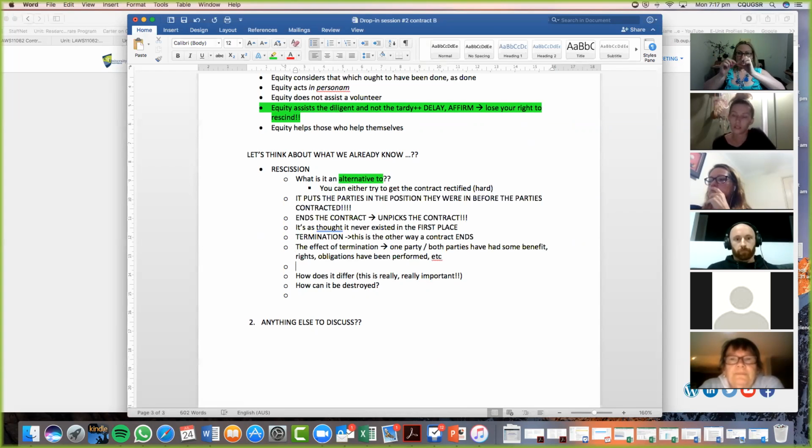Rescission unpicks that contract as though it never existed in the first place. Termination stops a contract dead in its tracks, but everything that existed up to that point stays on foot. Yes? Yeah. Really super duper important, okay? Because if there are obligations, rights and obligations outstanding, then your remedies will be accordingly.